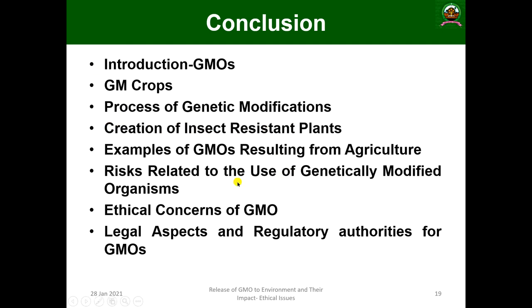Then what are the examples of genetically modified organisms in the ecosystem or agriculture, what are the potential risks associated with the use and release of genetically modified organisms in the ecosystem, what are the ethical concerns, what are the legal aspects, and what are the regulatory authorities or approval agencies for the study of genetically modified organisms.